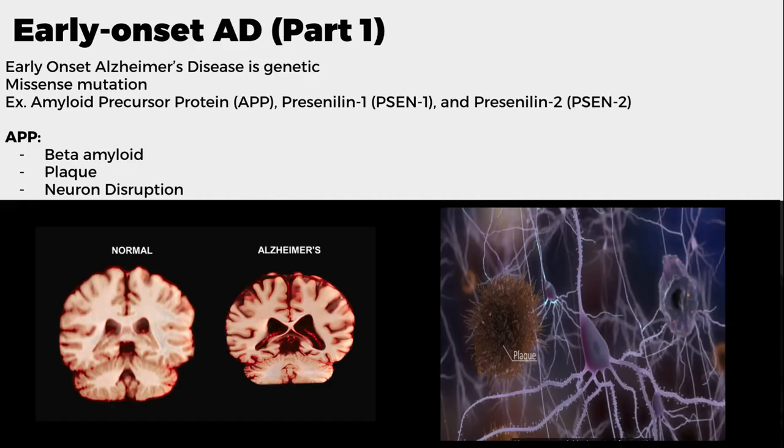Because these plaques interfere with synaptic communication, it can lead to neuron death. A missense mutation in APP changes the way it's processed, which increases the production of toxic forms of beta amyloid.